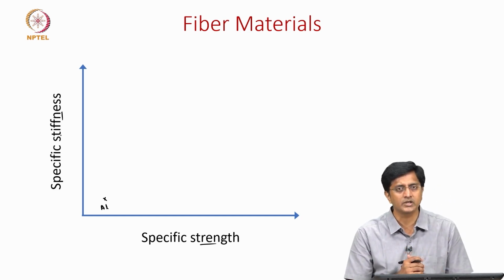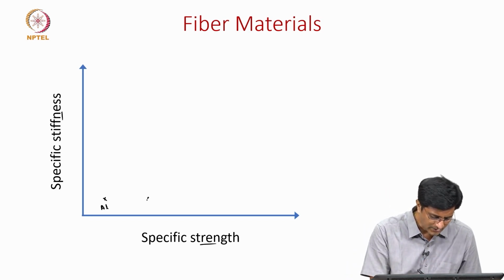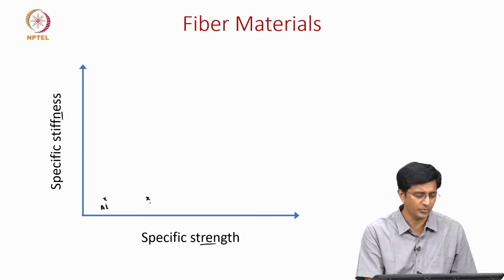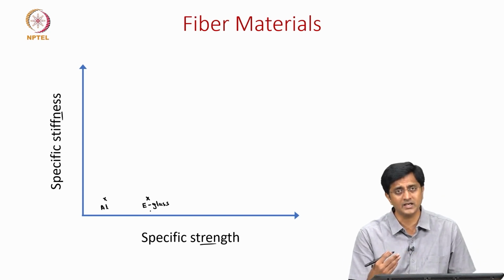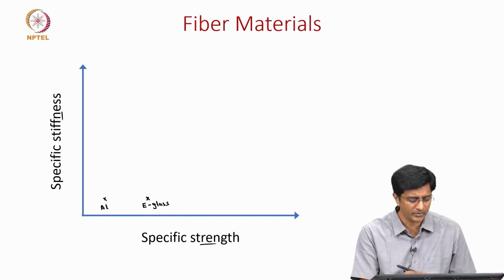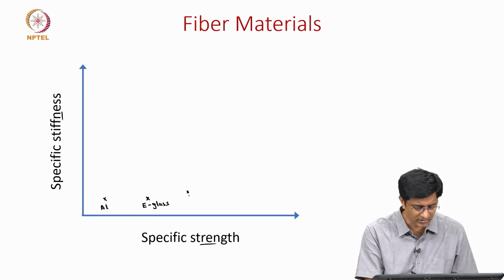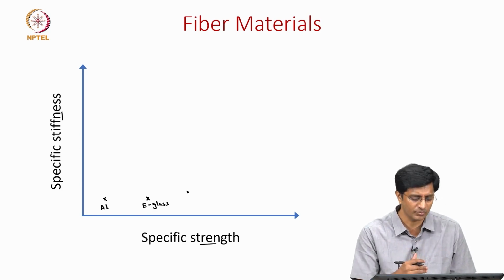So, starting with glass, we said there are two varieties of glass, one is the E glass and the other is the S glass. E glass is somewhere here, meaning that the specific strength is much higher than aluminum, but for specific stiffness there is no big difference. So, this is, let us say, E glass. And next we said S glass has superior properties compared to E glass, and these are somewhere here, meaning the specific strength is improved, and specific stiffness also has an improvement, but not very significant.